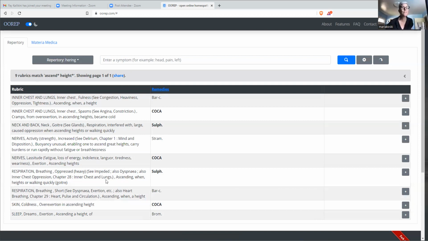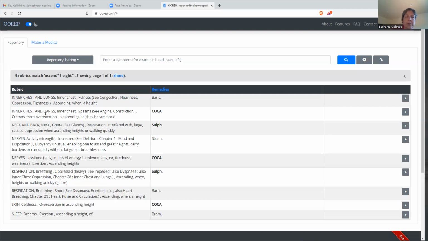Coca, coca, coca. And that's the remedy for Maria. The other one that pops up is Baryta carb. And let's look at the symptoms. When this happens to your inner chest and lungs, you feel a fullness. You feel congestion, heaviness, oppression, tightness when ascending a height. That's Baryta carb. You run out to the grocery store and get Baryta carb.